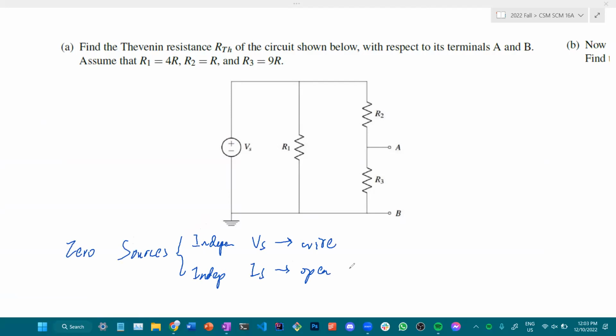As for why it's that way, if you use a wire, the voltage difference across a wire is essentially 0 volts, which is equivalent to not putting the voltage source in the first place. If you use an open circuit, the current that flows through an open circuit is practically 0 amps, which means you're not putting a current source there in the first place. So now that we know how to zero our sources, let's zero our sources on the circuit, which would then offer us some circuit that looks like this.